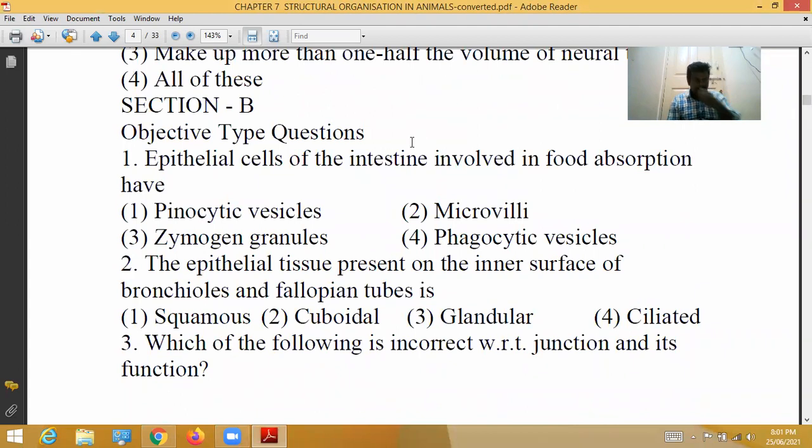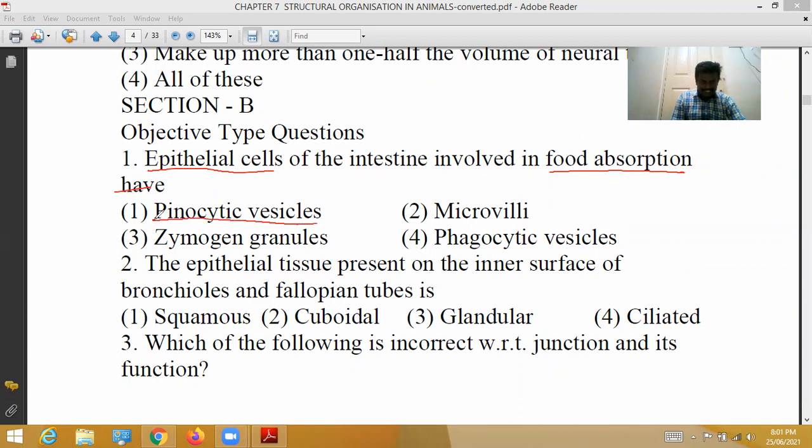Next, section B. Section B, objective type questions. Epithelial cells of the intestine involved in food absorption. What kind of epithelial cells are in the intestine? Pinocytic vesicles are generally not found in the intestine, so the first option is wrong. Next, microvilli, yes. These are epithelial cells of the intestine involved in food absorption.